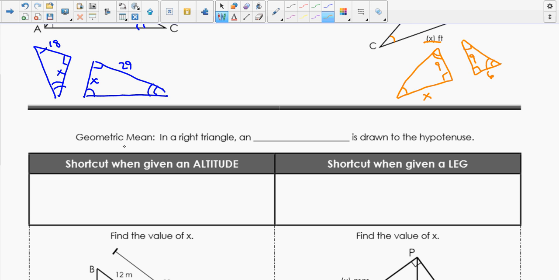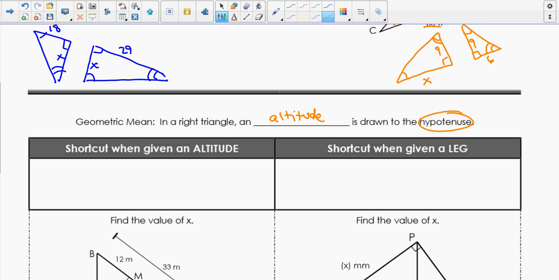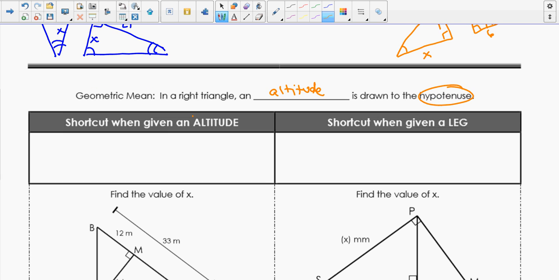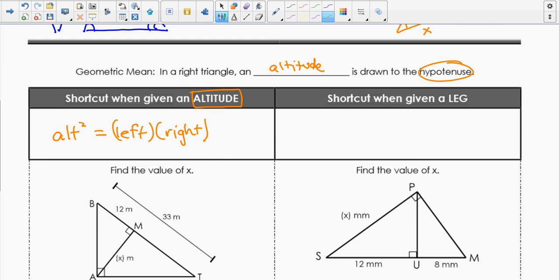So just as a reminder, geometric mean in a right triangle is when an altitude is drawn to the hypotenuse. If it's drawn to the hypotenuse, it means that we have to be talking about a right triangle. Okay? So the shortcut, when you're given an altitude, is take your altitude and square it and set it equal to the left side times the right side. Okay, so let's talk about what that looks like.